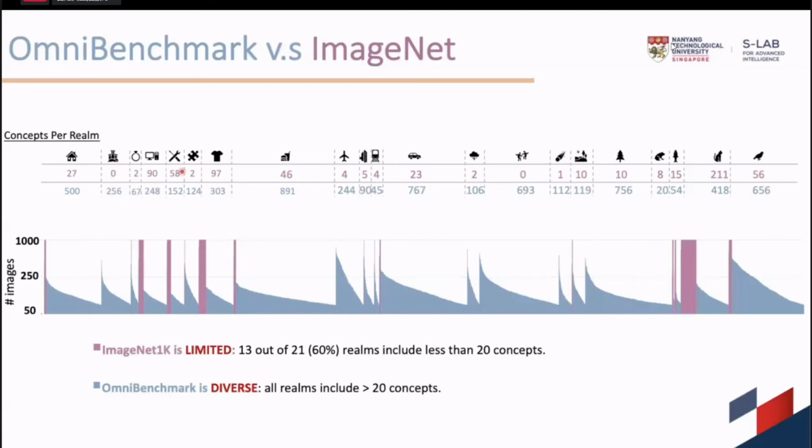Compared with ImageNet 1K, OmniBenchmark is diverse. Every ring includes more than 20 concepts. On the contrary, only 14% of rings in ImageNet 1K have more than 20 concepts, as shown in this figure.